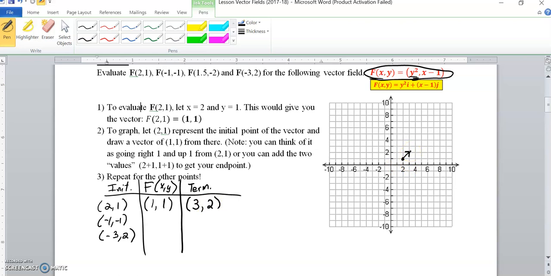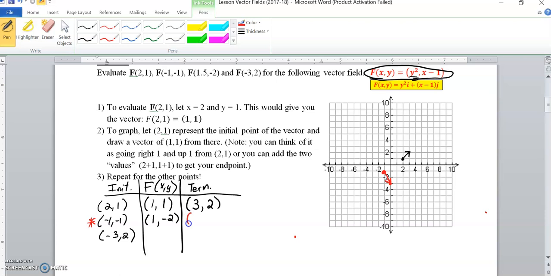So let's do that for another point, -1, -1. Our new x term uses the old y and squares it. So -1 squared gives us another 1. And our new y term uses the old x and subtracts 1. So -1 minus 1 is -2. So from our original point, I'm going to use red for this one. -1, -1. We started here. And from -1, -1, we go over 1, down 2. Okay, so that's what our vector looks like.